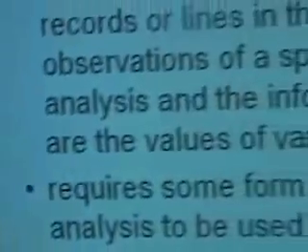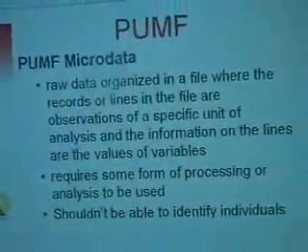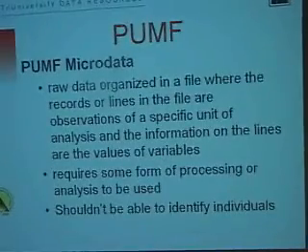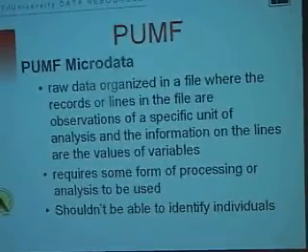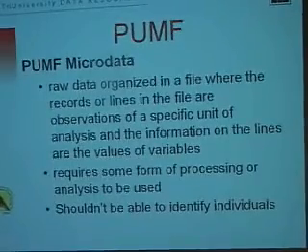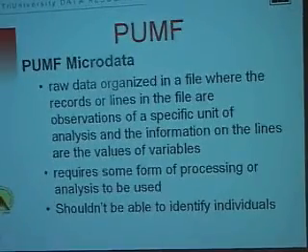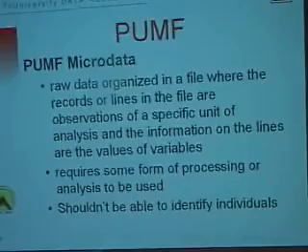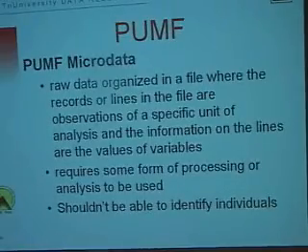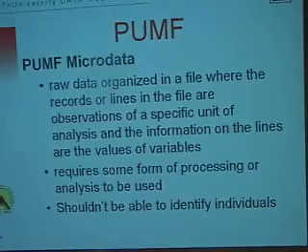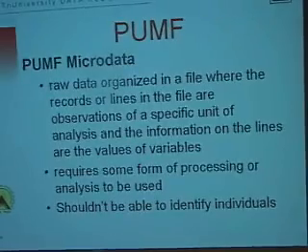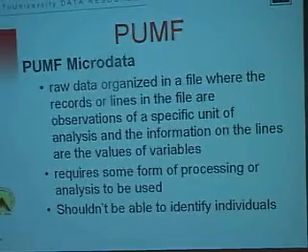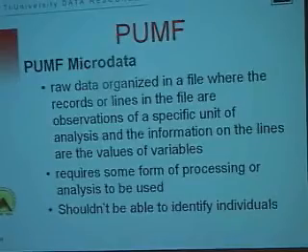For the PUMF microdata, it's basically raw data, which is organized in a file where the records or lines in the file are observations of a specific unit of analysis, and the information on the lines are the values of the variables. It does require some form of processing or analysis to be used. And the big thing behind this is that you aren't able to identify individuals. As you probably know, Statistics Canada is very concerned with confidentiality. And when you fill in your census, nobody's going to be able to grab that census form, pretty much, and be able to say what you do and how many bathrooms you have in your house if you filled in the long form.